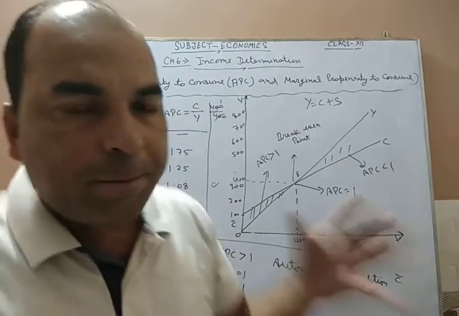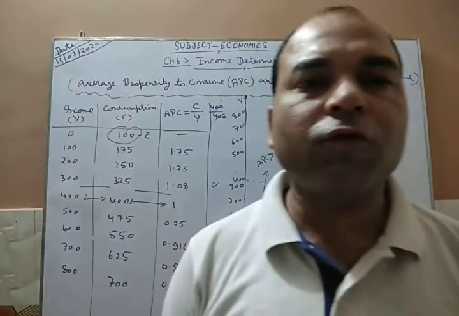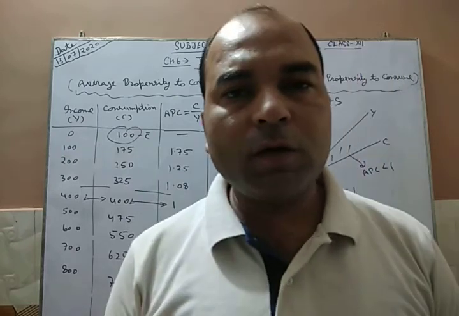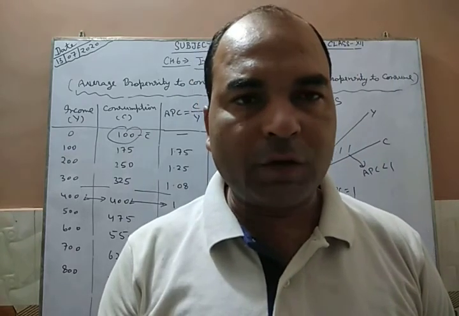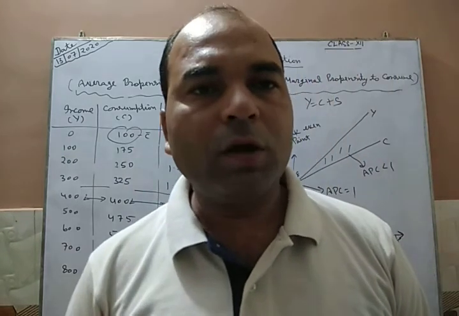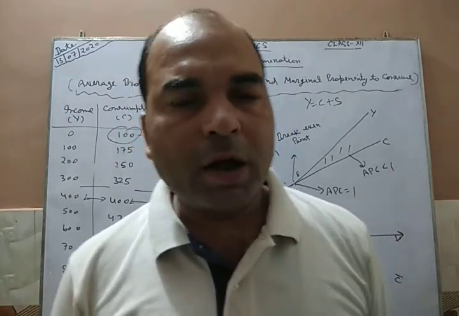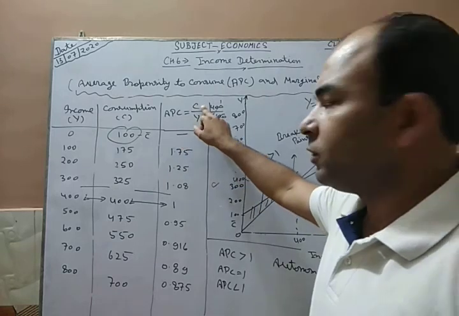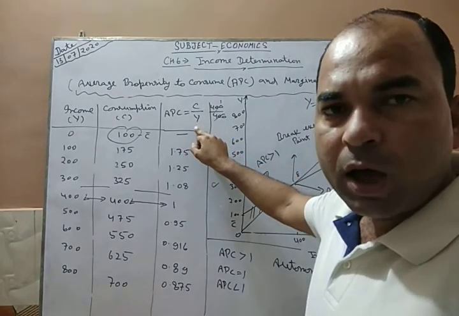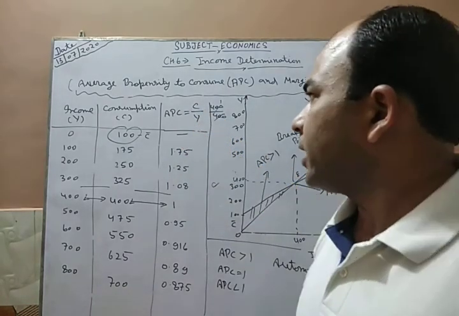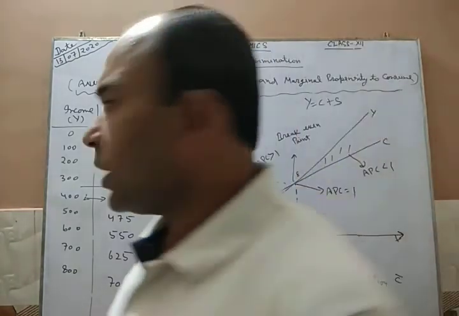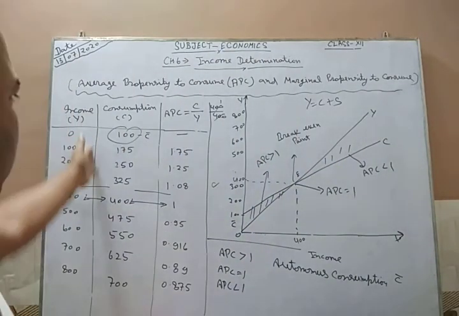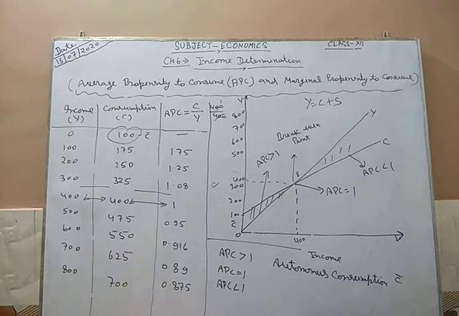So what is the APC? APC is the ratio of total consumption to total income. So we can easily calculate APC. कैसे calculate करेंगे? APC is equal to consumption divided by income. I hope this is clear to students. And we are already aware of the schedule of Y and C. This is the Y schedule and this is the consumption schedule.